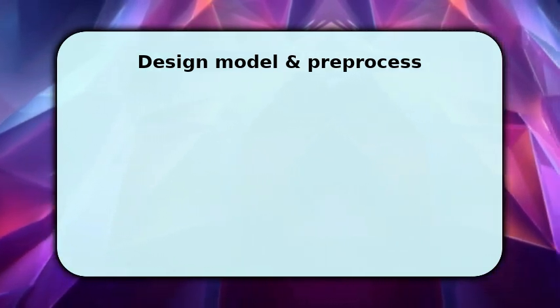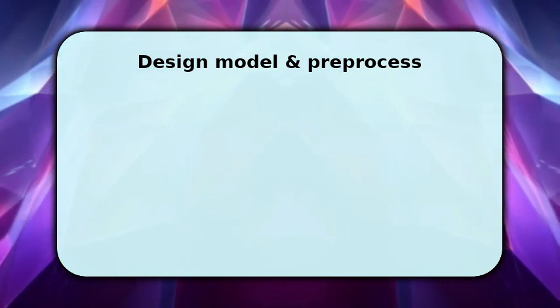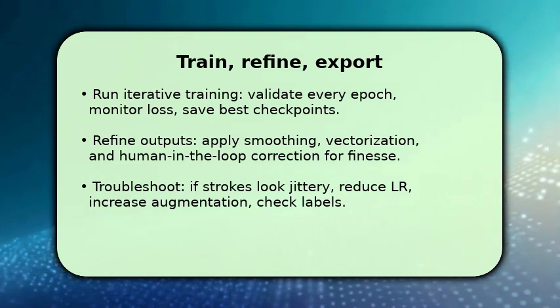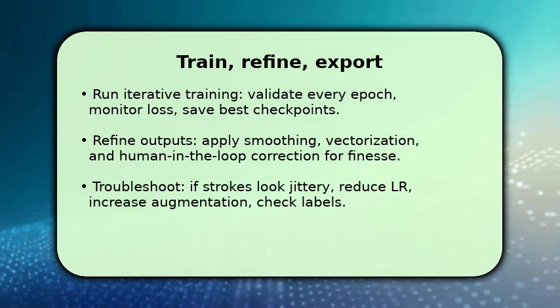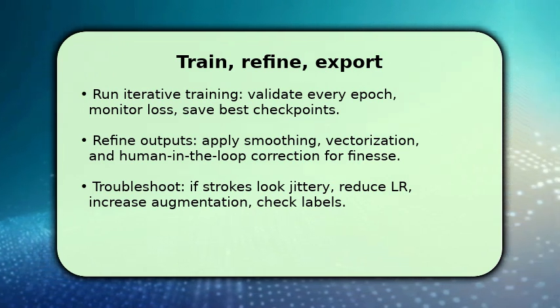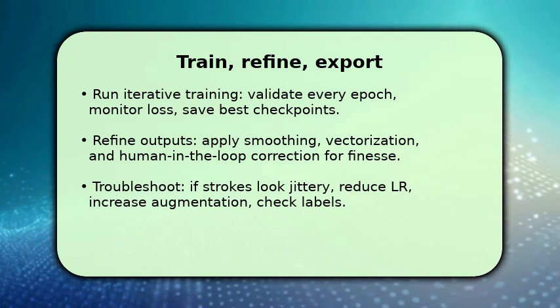You complete the process with iterative training and careful refinement. Train while validating every epoch, save best checkpoints, and review rendered strokes often, because visual inspection catches issues metrics miss. Once trained, smooth and vectorize outputs, then export SVG or stroke sequences. Make human-in-the-loop adjustments for final polish so calligraphy feels intentional.